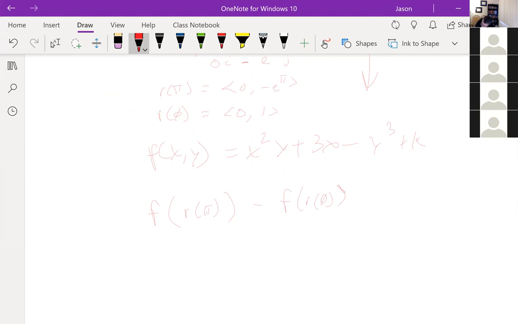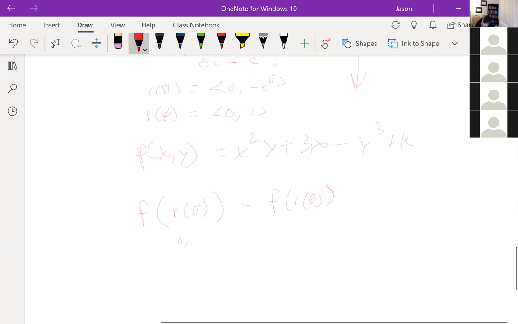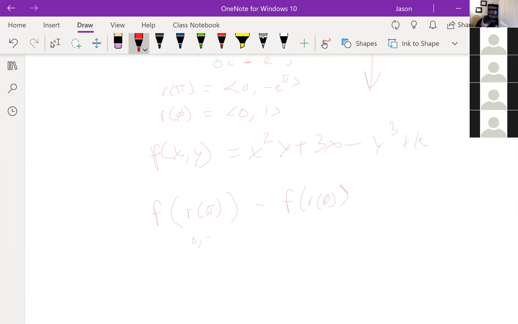So what was r of pi? Well, when t is pi, x is 0 and y is negative e to the pi. And for r of 0, when t is 0, x is 0, and y is 1. Okay. So now we have our f of x, y is equal to this guy. Well, I already wrote it there. Okay, is equal to this thing. So all I'm going to do is plug in my limits. Okay, plug in my x's and y's.